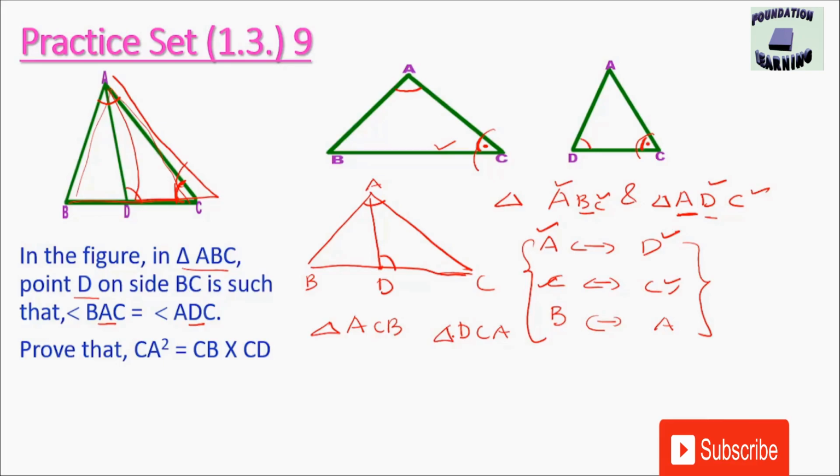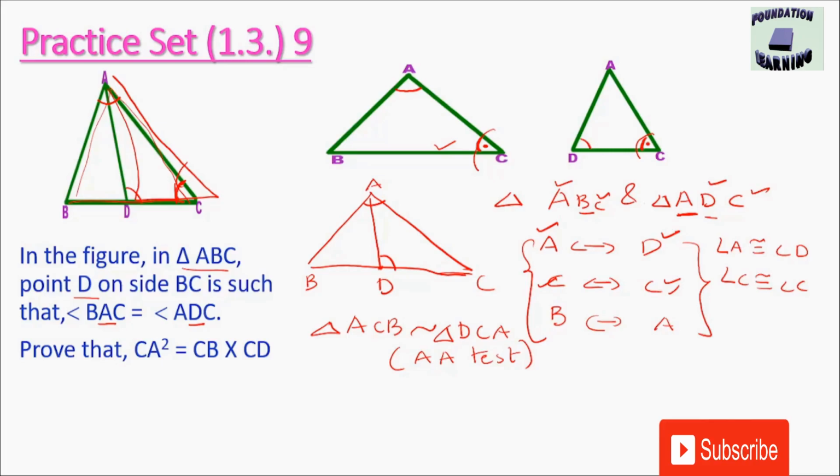Okay, now these two triangles are similar. By which test? Two angles are congruent, that is angle A is congruent to angle D, which is given, and angle C is congruent to angle C by common angle. Therefore, triangle ACB is similar to triangle DCA by the AAA test of similarity.